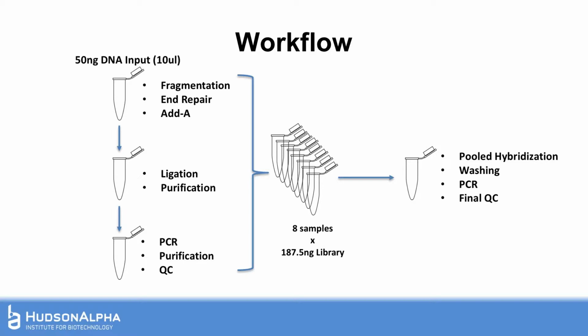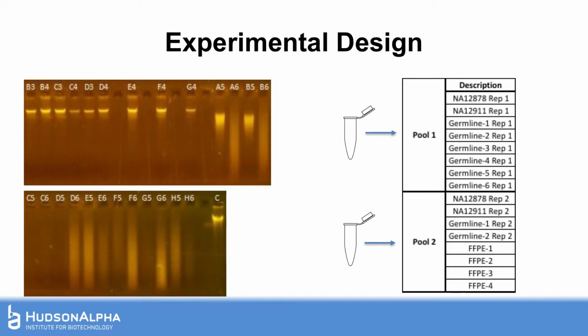And then in terms of the standard protocol, it was 8 samples per hybridization. Each sample was added in as 187.5 nanograms of final library after low cycle PCR. Hybridization takes place, to emphasize, on a pooled basis. So there's washing, PCR, and then final quality control, which was quantitation again, insert size determination, and then of course real-time qPCR to determine the molar sequenceable fraction of that final pool. So the experimental design was we made 2 pools. So again, a relatively small experiment, 16 samples total.